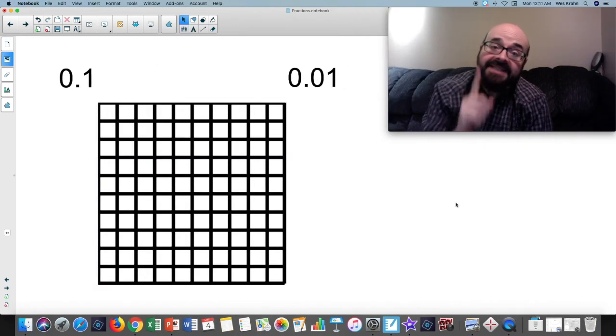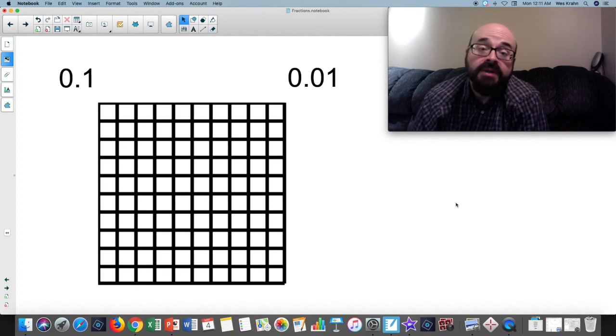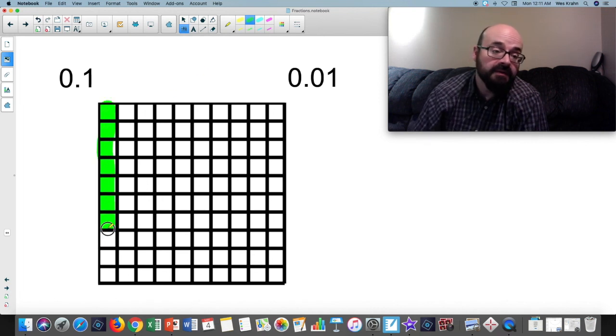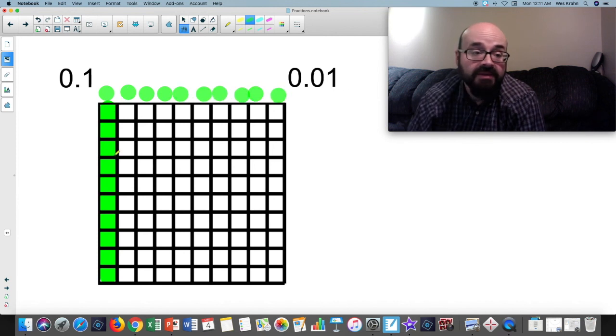So one last thing that I want you to remember or take away from this is that tenths and hundredths are different. If I take a look at this and I say I'm going to color in 1/10 with my green highlighter, it is going to look like this. I'm filling in 1 out of those 10 columns. 1/10 is filled in.